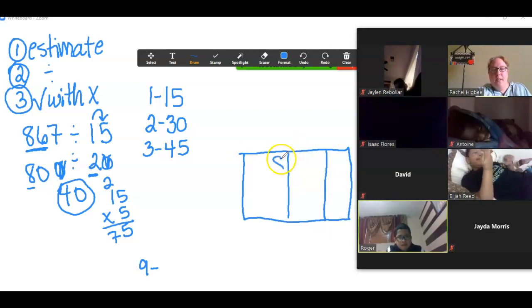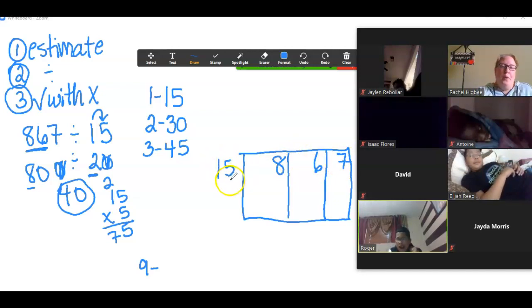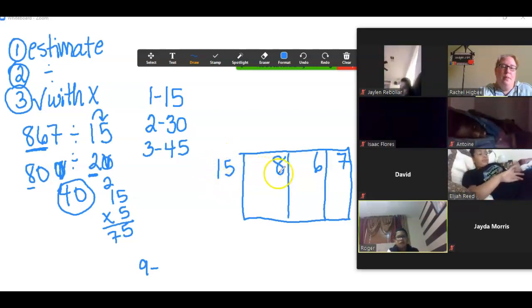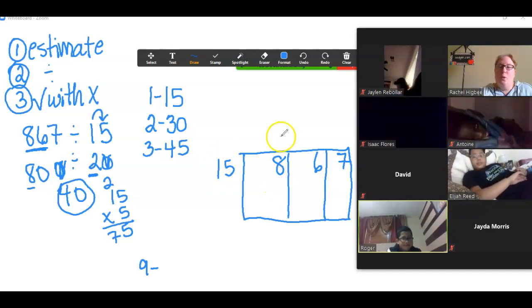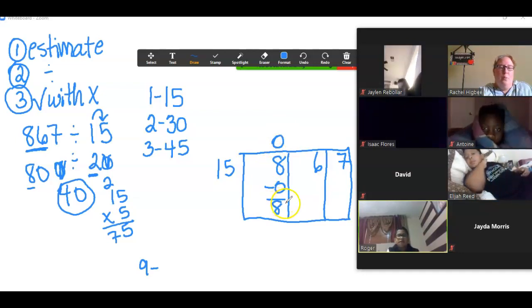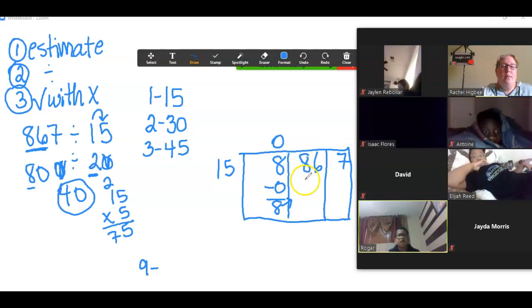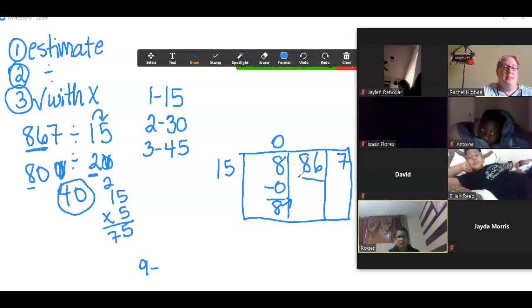So I have 867 divided by 15. All right, so if I'm looking for 15, can I get a group out of 8? No. Good. So bring over my 8. All right, so now I'd have 86. How many 15s can we get out of 86?